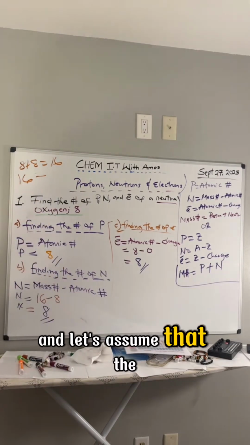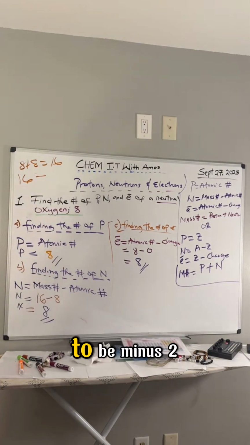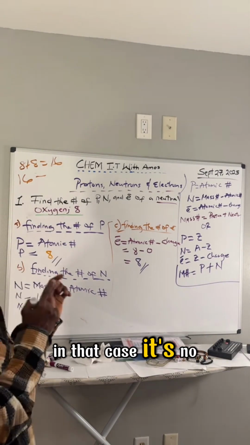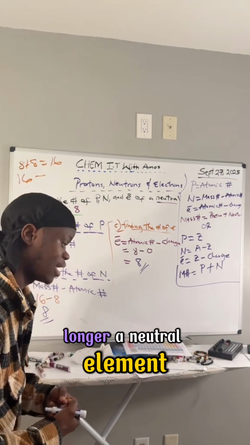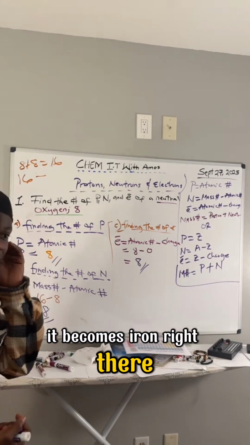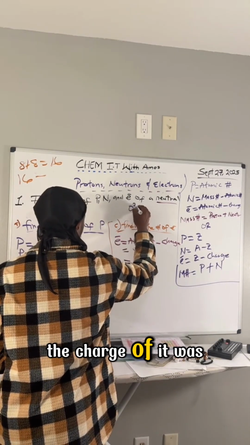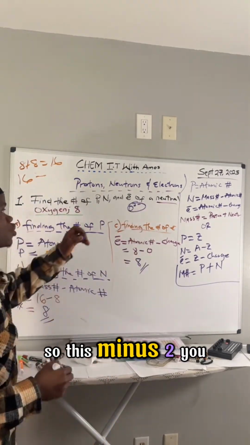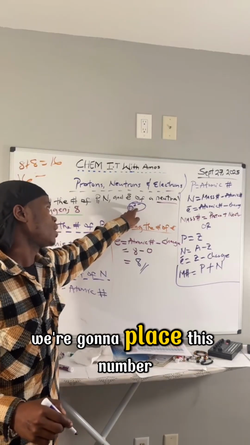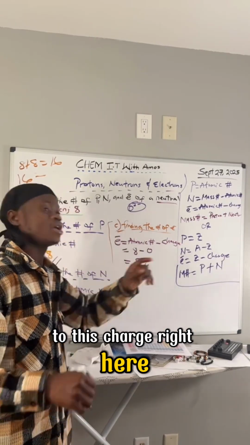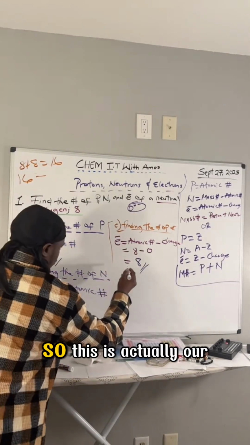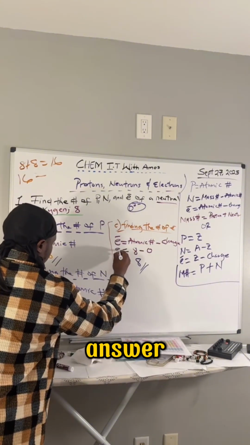And let's assume that the charge of oxygen was given to be minus 2. In that case, it's no longer a neutral element. It becomes an ion right there, right? So let's assume that the charge of it was minus 2. So this minus 2 you see right here, we're going to place this number in this charge right here. Example. So this is actually our answer.